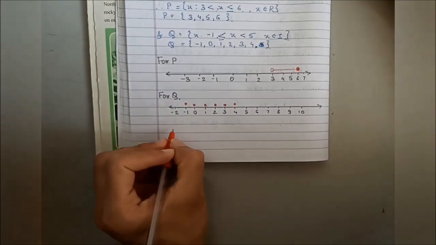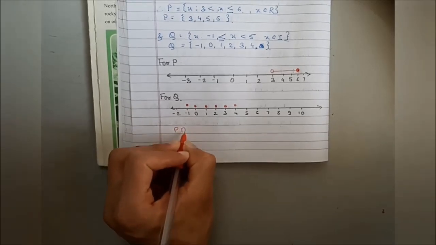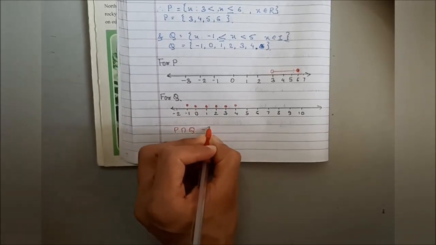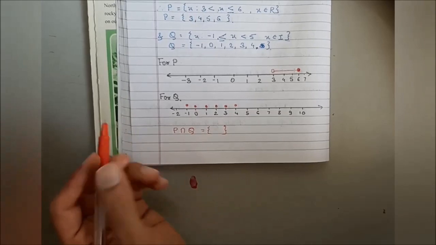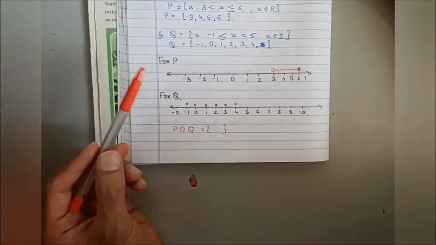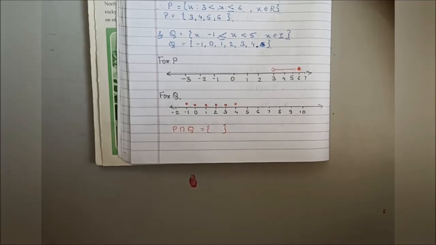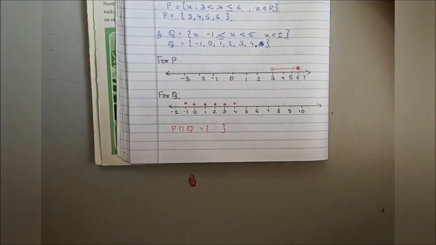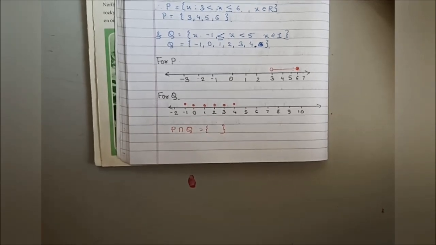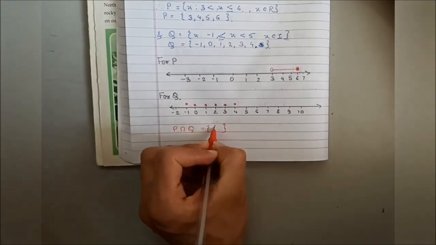Now to represent p intersection q, we were asked to find p intersection q. That can be represented as, if you see both the solution sets, only the number 4 can be taken as common. So the intersection of p and q will be 4.